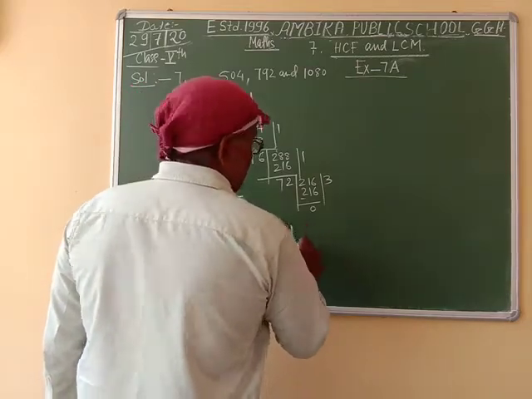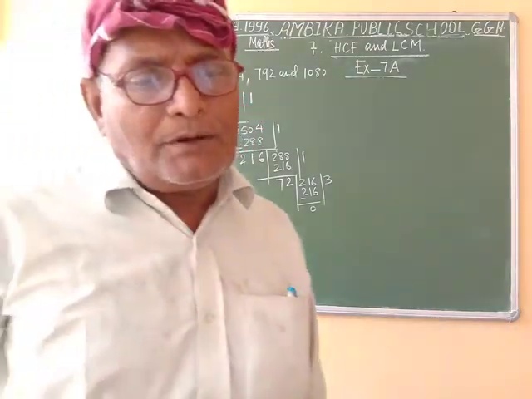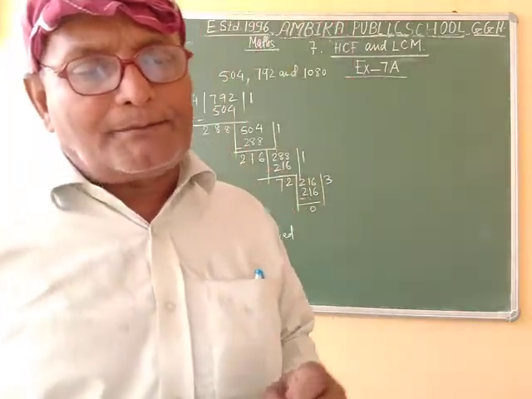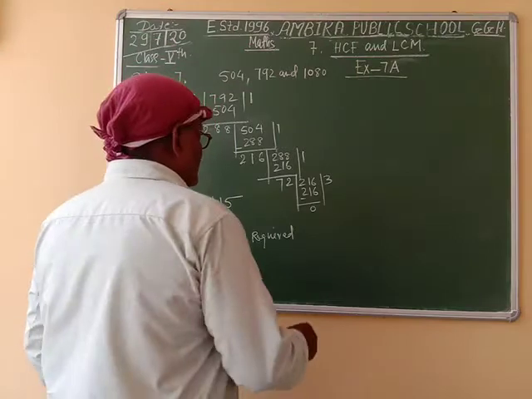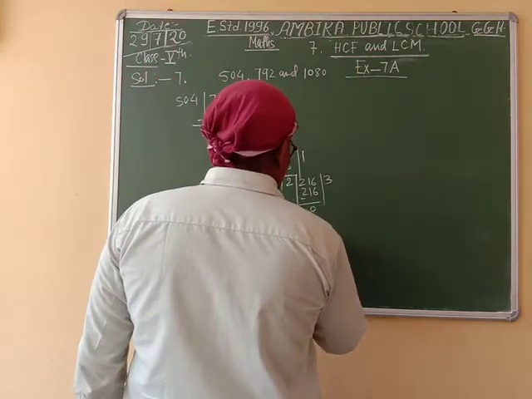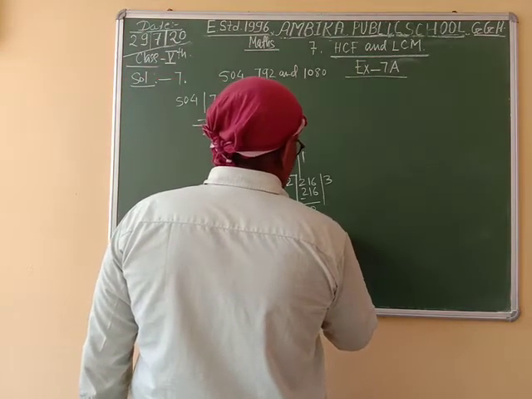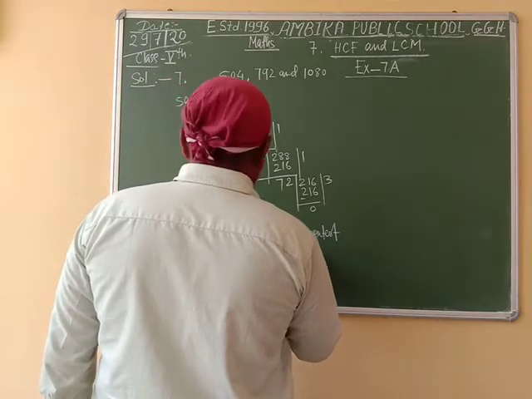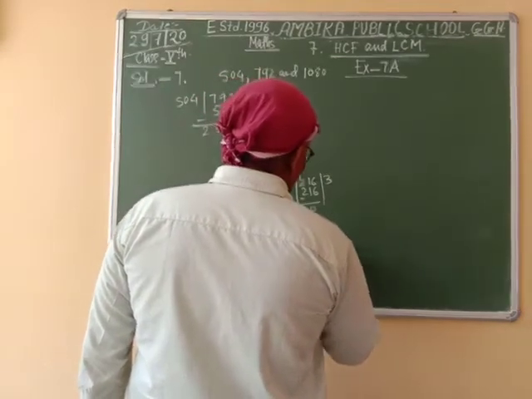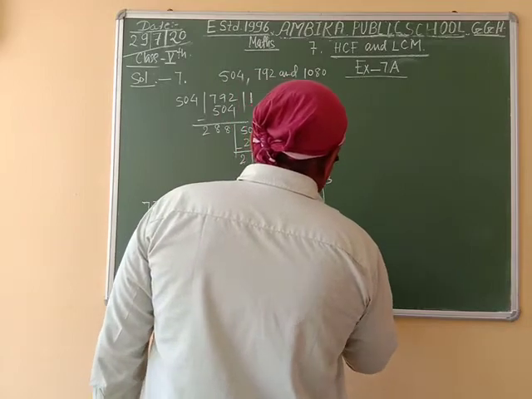We have to find the greatest number which is a factor of the given numbers, which is the required greatest number. The required greatest number is equal to 72. Answer.